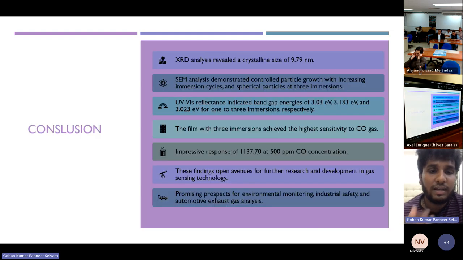Finally, I conclude that the samples have a crystalline size below 9.79 nanometers. The morphology shows controlled growth with increasing immersion cycles and spherical particles at 3 immersion, and the UV band gap was calculated by using the Tauc plot for all the samples. The film with 3 immersion, with more immersion and more layers, achieves the high sensitivity for carbon monoxide, around 1137.70 at 500 ppm carbon monoxide concentration. These findings open further research and development in gas sensing technology, promising a prospect for environmental monitoring, industrial safety, and automatic exhaust gas analysis.